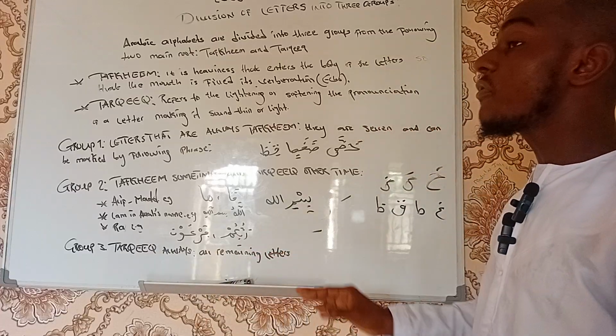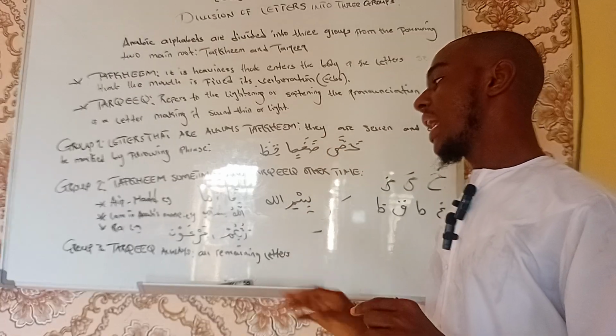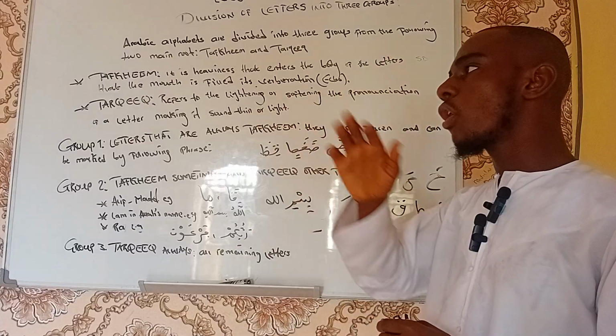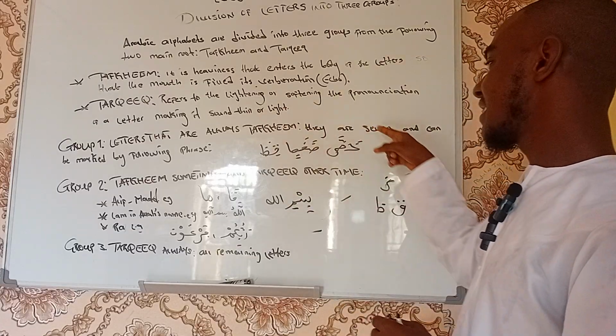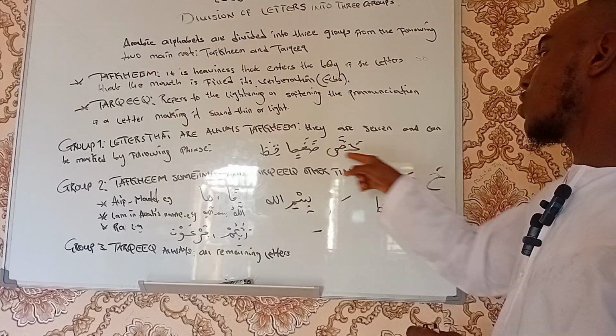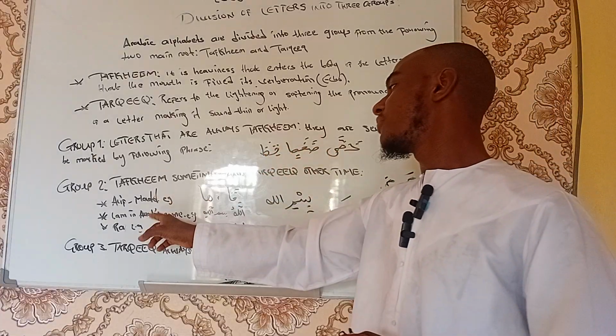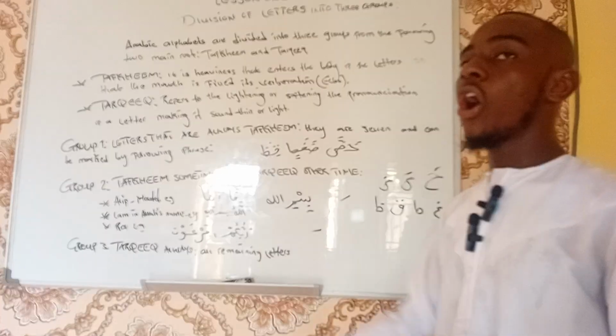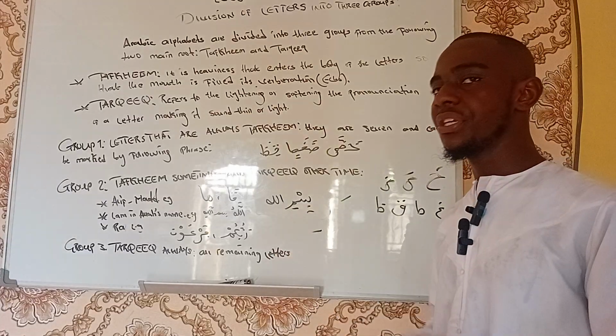Then now the third group are the letters that are always not Tafkheem, always Tarqeeq. These are all the letters that remain, besides the 7 letters of khossa, daratin, qid, and besides the alif mad, the lam of Allah and the ra. All the balance can be Tarqeeq.